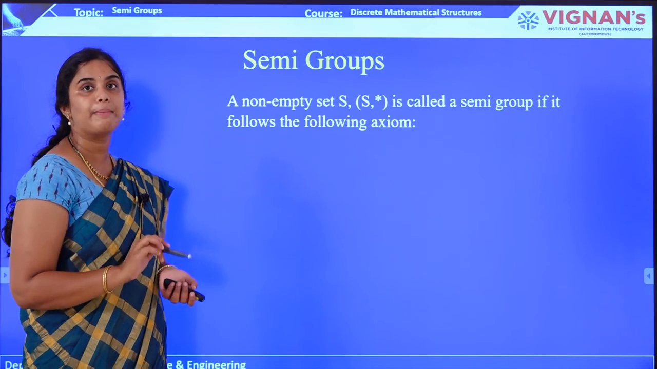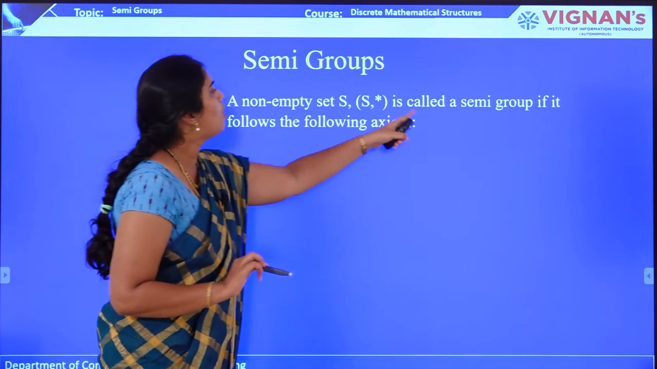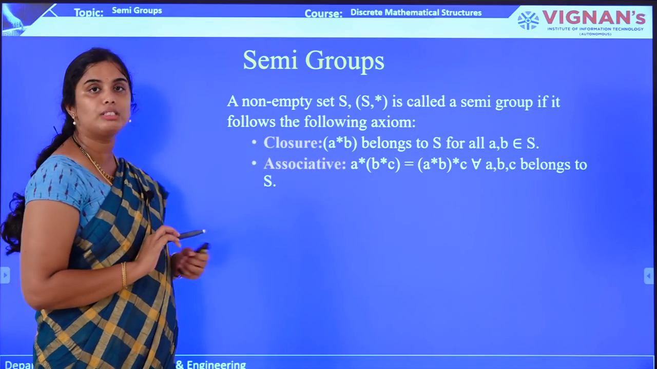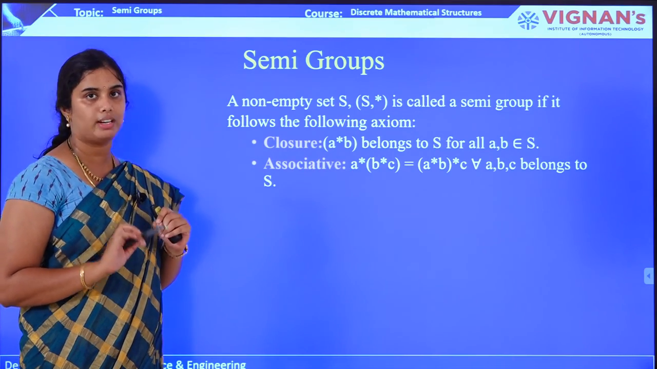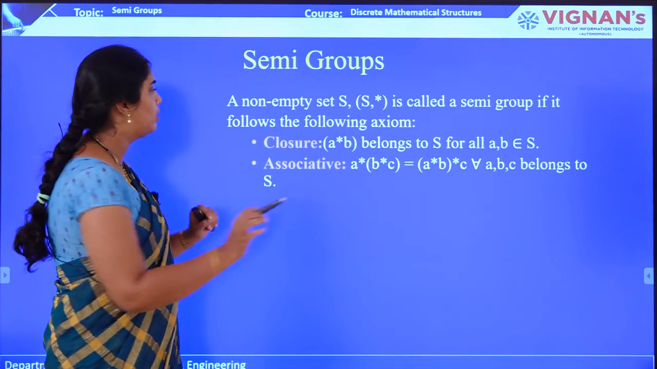Next, what are semigroups? A non-empty set S is called a semigroup if it follows the below axioms. What are those axioms? First one is the closure. What is the closure? I have already said to you. Next is the associative. What is associative?